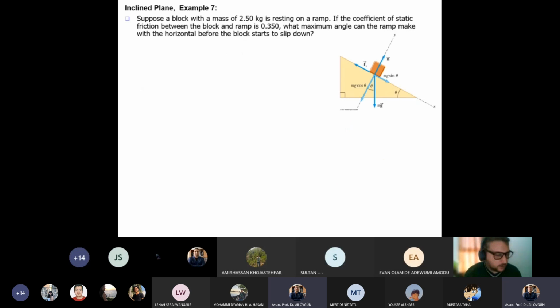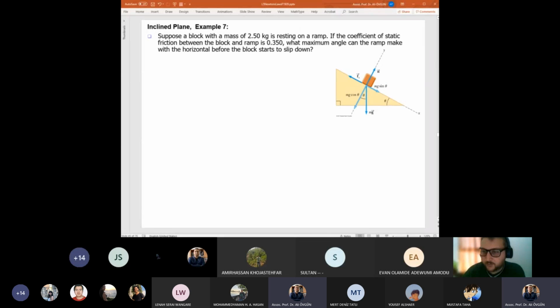Okay, let's look at this example and solve it. In this example, this is the inclined plane. Suppose a block with mass 2.50 kilograms is resting on a ramp. If the coefficient of static friction between the block and ramp is 0.350, what maximum angle can the ramp make with the horizontal before the block starts to slip down? Okay, let's look at this problem and try to solve it.